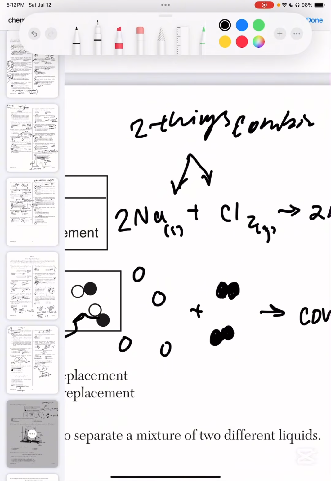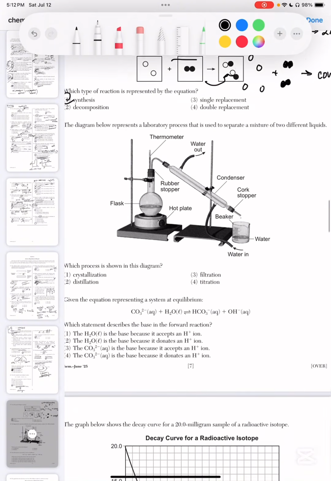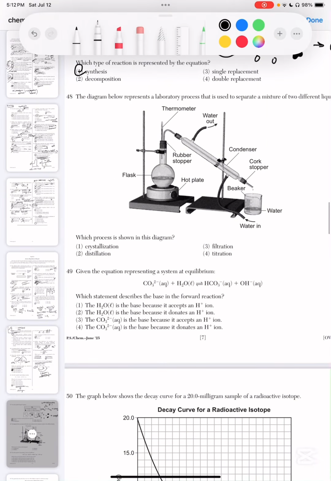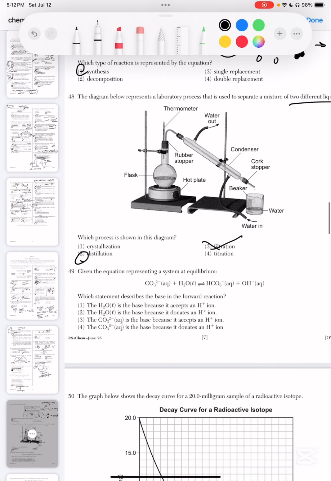combine into 1. The diagram below represents a laboratory process that is used to separate a mixture of 2 different liquids. This is distillation. Usually when they tell you 2 different liquids, you can pretty much know that that's distillation because you can't really filter 2 different liquids, right? If they're both liquids, then you're not really going to filter them.